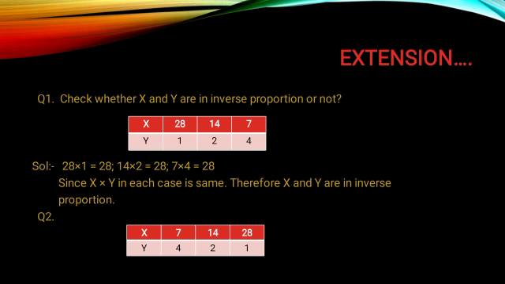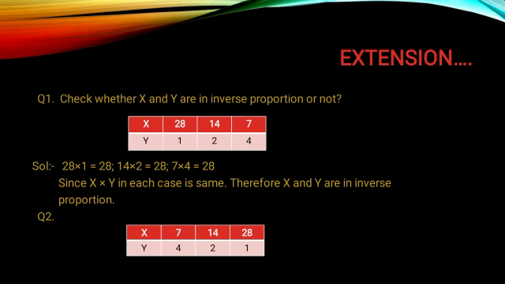So 28 will be multiplied by its corresponding value of y, that is 28 into 1. How much are you getting? 28. Then next one, 14 multiplied by 2, how much are we getting? Again 28. Very good. Then after that, we will multiply 7 into 4. How much are we getting? Again 28. So since x multiplied by y in each case is the same, therefore x and y are in inverse proportion. That will be the answer for this question.